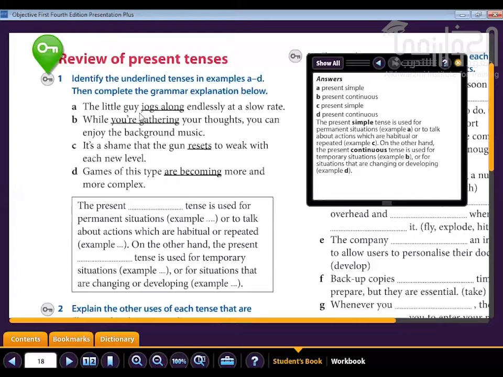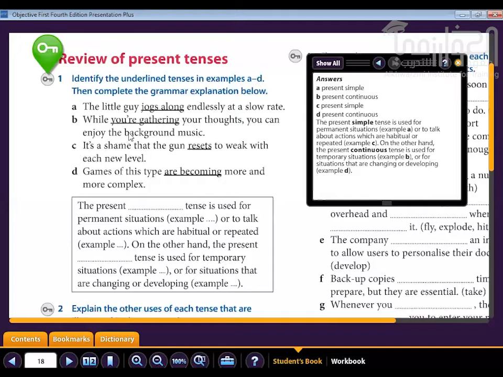Permanent situation: the little guy jogs along endlessly at a slow rate. So this is permanent, something that happens, and it's endless, as you can see from the word. Something that doesn't change, that doesn't end, that's a permanent situation. And then we have the rest.